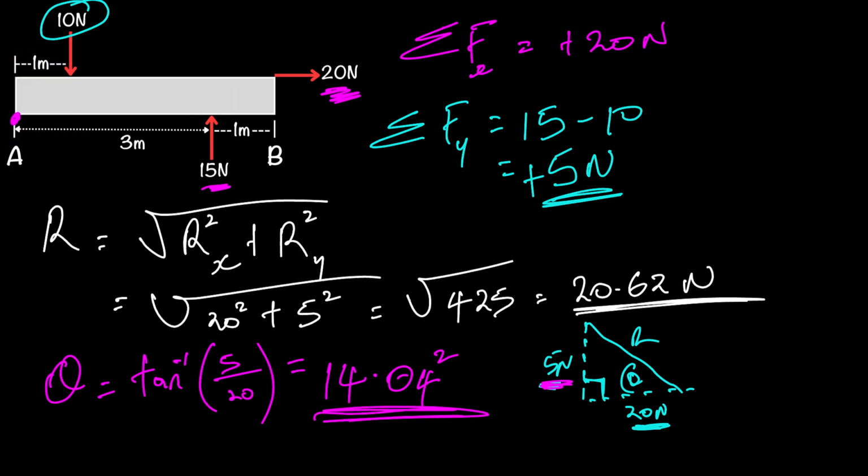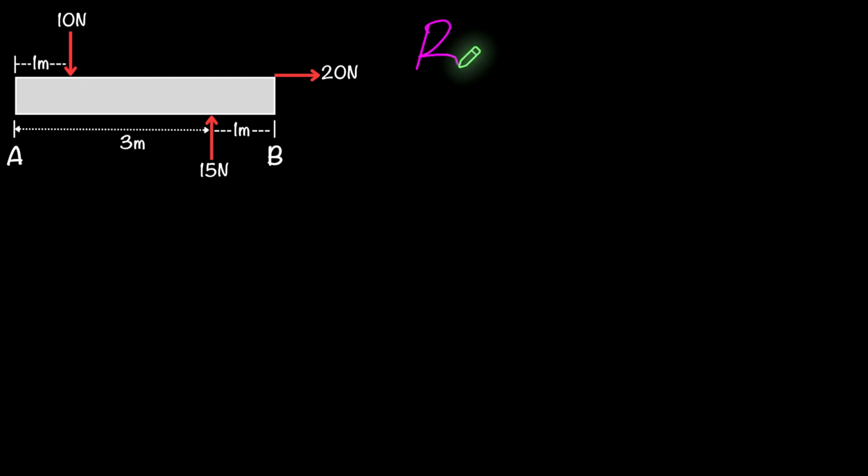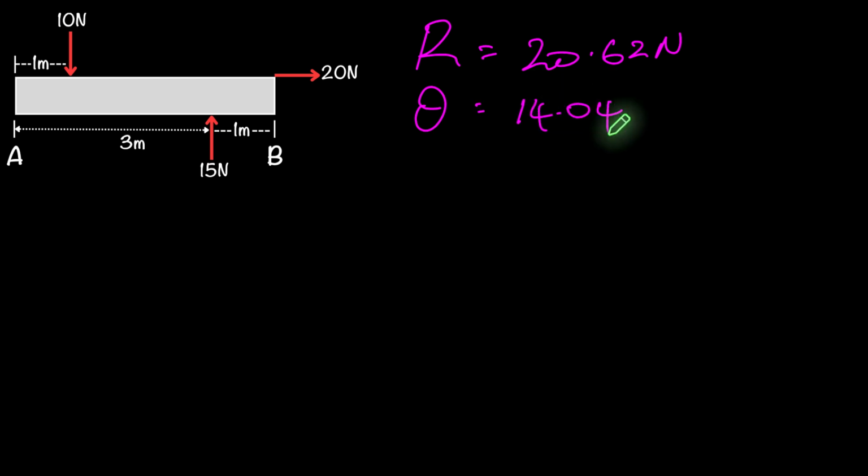So I'll clear this just so you can have a look at the diagram whilst I do the next half of the calculations. So far we have a resultant of 20.62 newtons at an angle of 14.04 degrees. So now taking the moment about point A, let's just analyze the forces and just recall the formula for moment, which is equal to force multiplied by perpendicular distance.